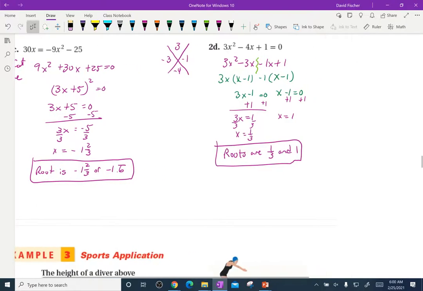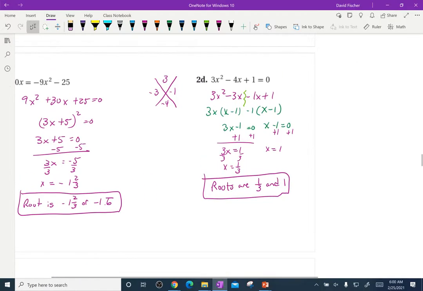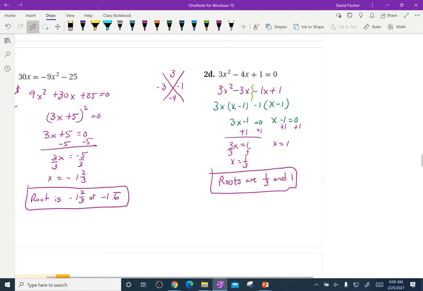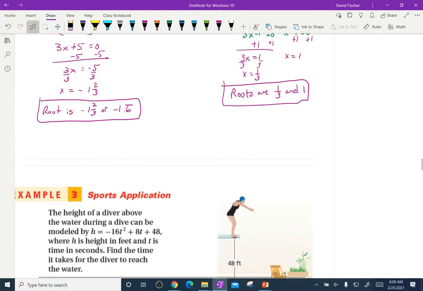Over here on the right, it wasn't too bad. Everything was already on the left. And so I needed two numbers that multiplied up to a 3, added up to a negative 4. So I got a 3x minus 1 and an x minus 1. So there's my work. I got a 1/3 and a 1. 1/3 is a repeating decimal. So, all right.